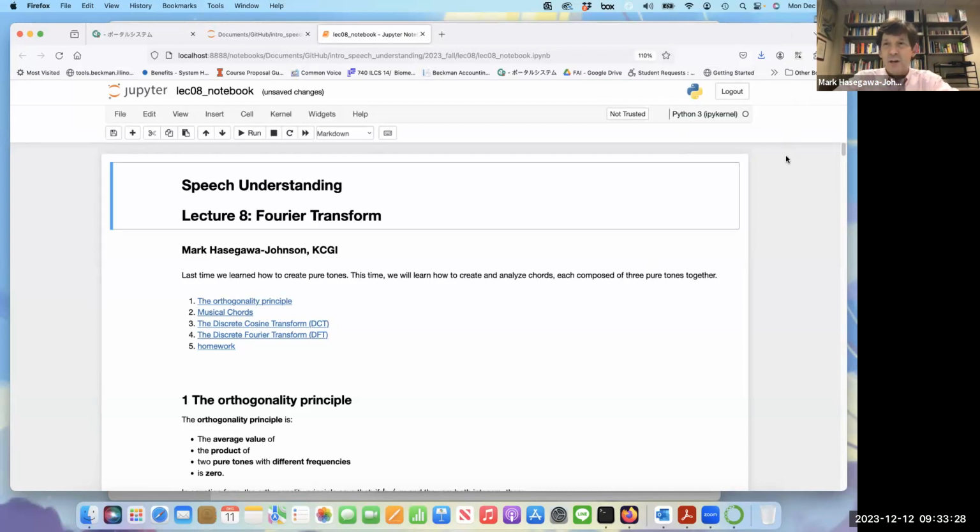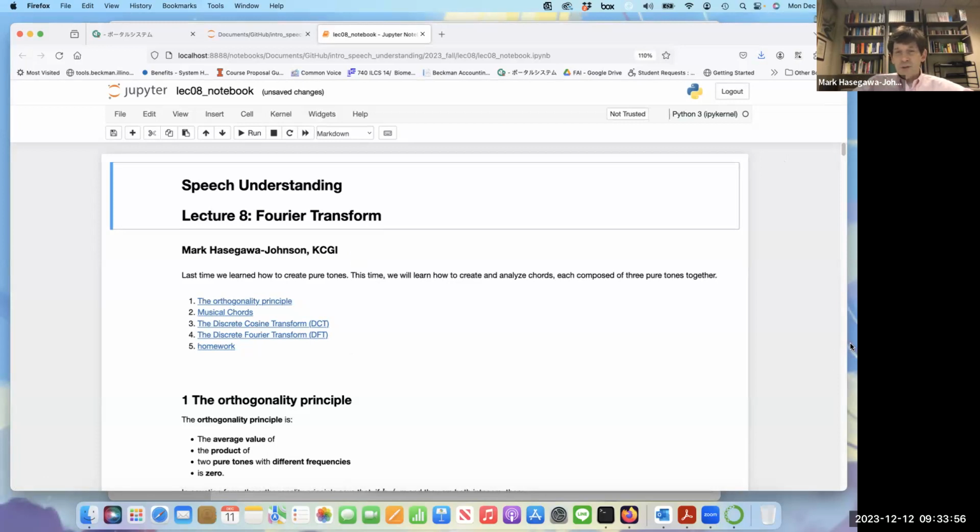And this week, I want to combine those two ideas by teaching you a little bit about the Fourier transform, which is a way that we can break down any complicated signal like speech into the sum of a number of pure tones. I'll introduce the Fourier transform by introducing you to something called the orthogonality principle.